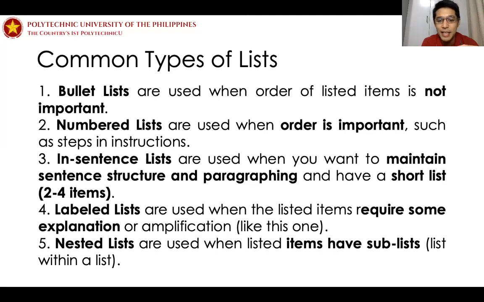Next, we have nested lists. When we say nested list, that means you have sublists. Let us say you have steps to follow, so you are using a numbered list. Under step 1, there are certain specific measures or little steps that you need to accomplish so you can move on to another step, or step 2. So that is a nested list. These are the 5 common types of list.